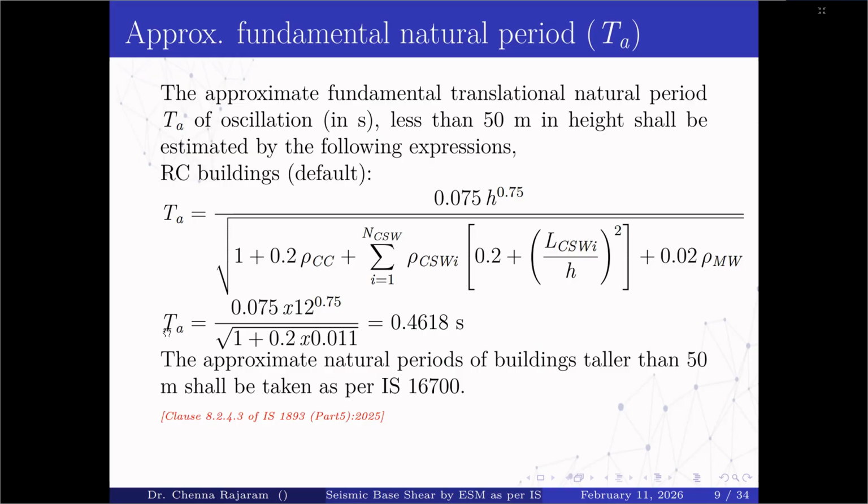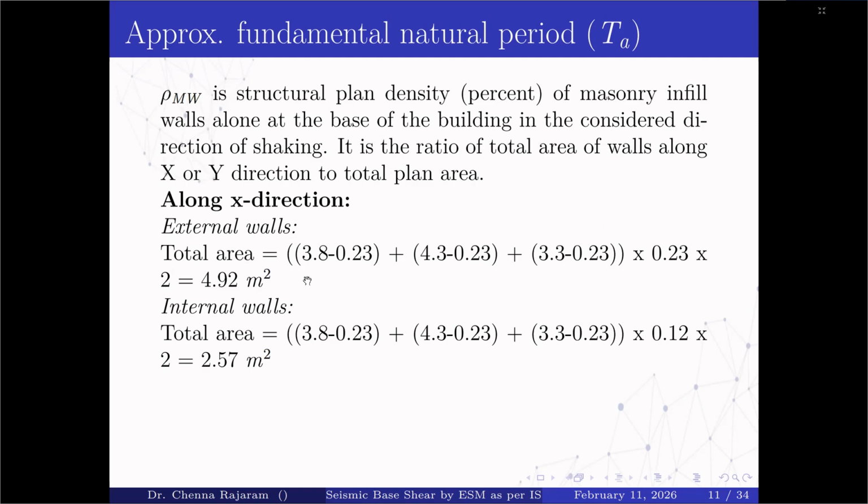That is Ta equal to 0.075 into 12 to the power of 0.75 divided by the square root of (1 plus 0.2 into 0.011), which comes around 0.4618 seconds. Here in this equation, we did not consider any masonry related parameter.